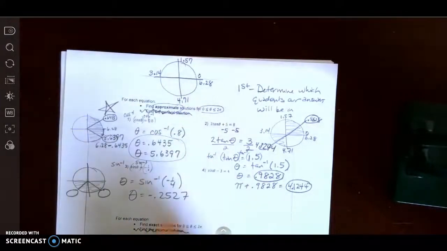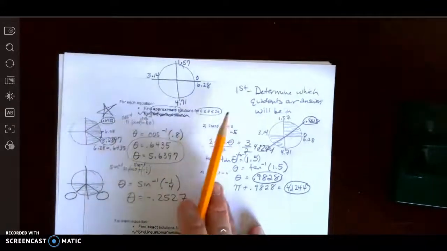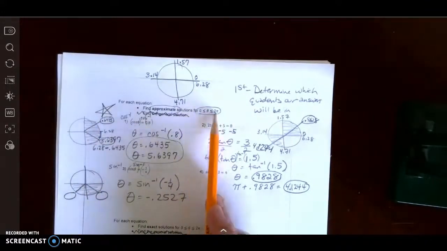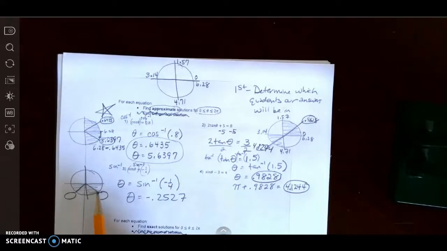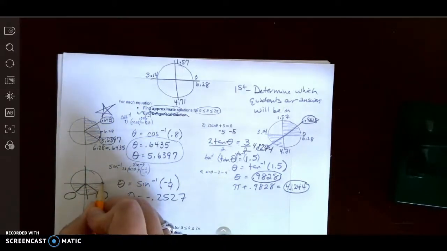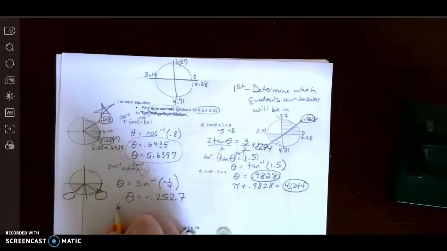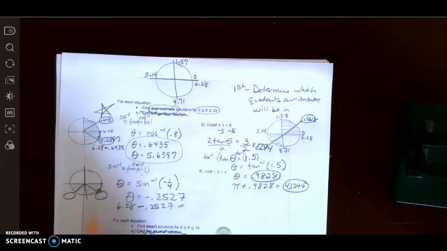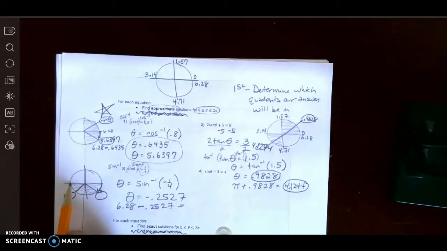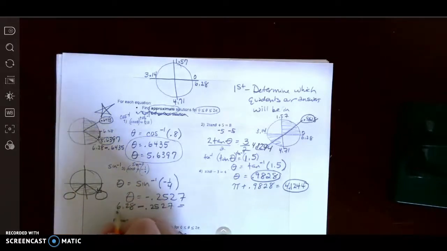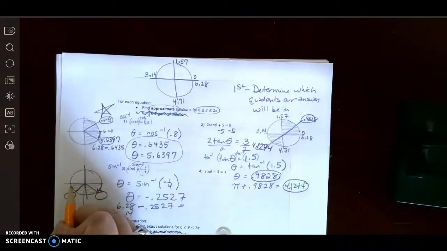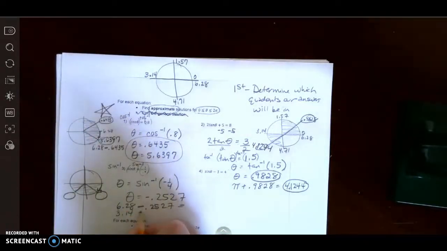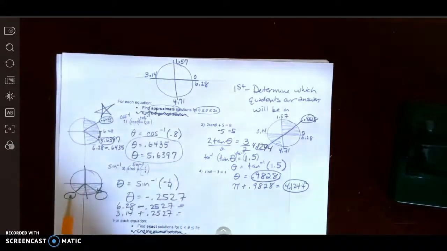The only problem with that answer is my answers have to be between 0 and 6.28. So I need to figure out what this is. This one is actually 6.28 going this direction, 6.28 minus 0.2527, and that'll give me my quadrant 4 answer. And this one is going to be pi, which is approximately 3.14, plus 0.2527, and that will give me my quadrant 3 answer.